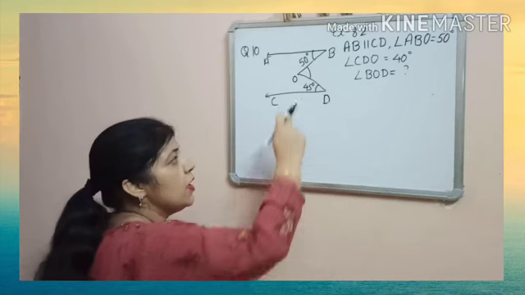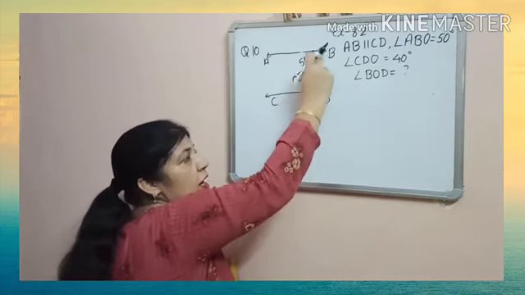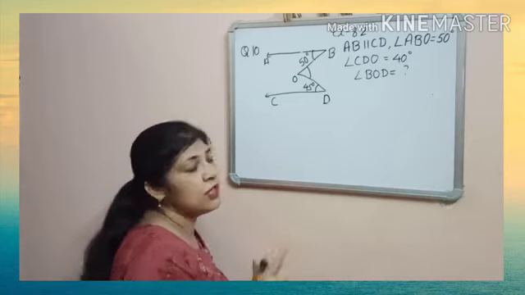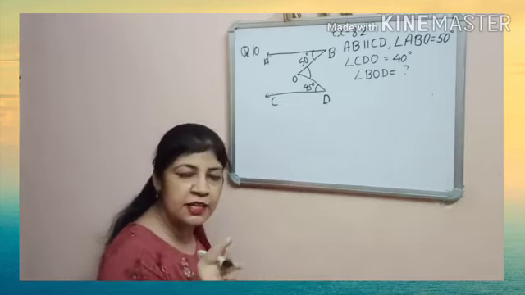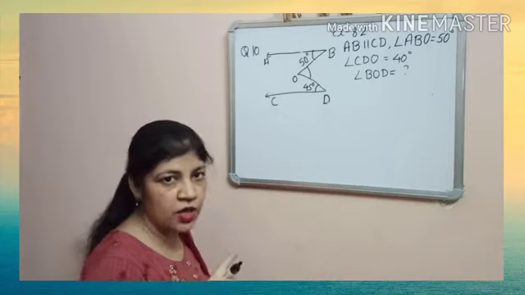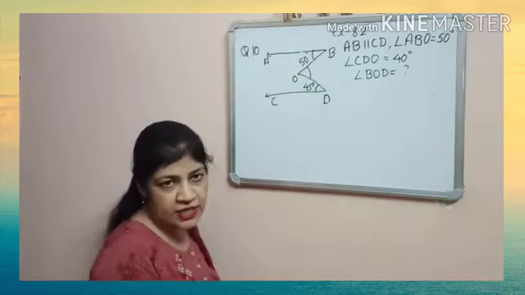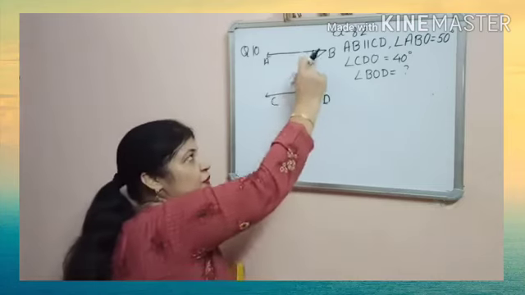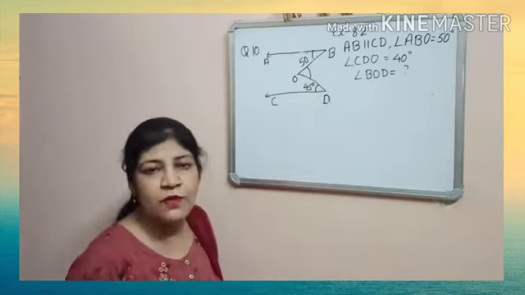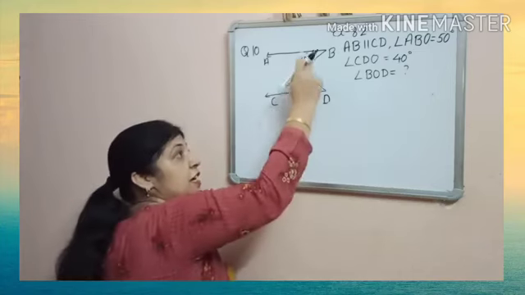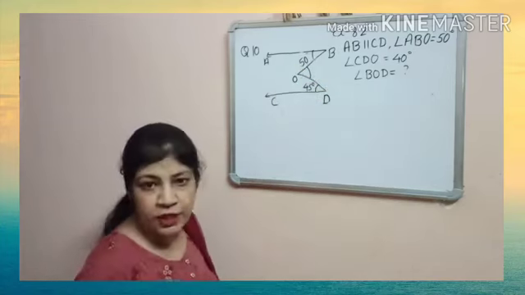Now see, these two lines are parallel and these two are not transversals because they are not cutting both the parallel lines at the same time. So they have no direct relationship between these two angles, and you can say they are not equal. This is 50 degrees and this is 45 degrees. Now how will you find this angle BOD?